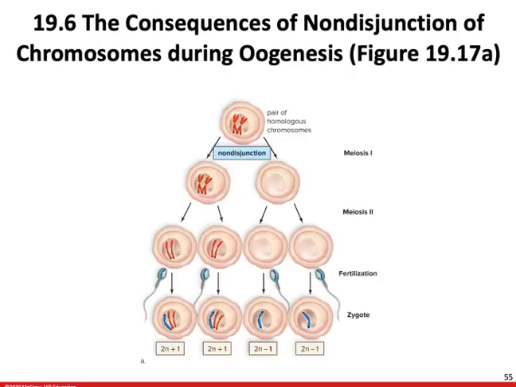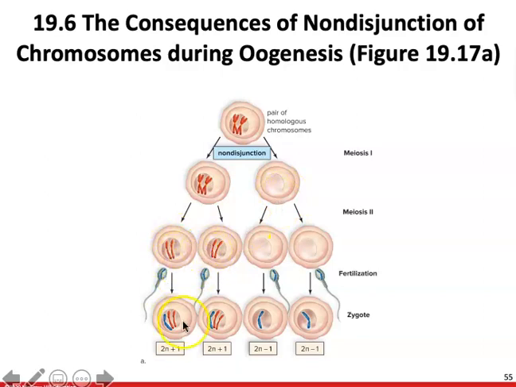Here is how that would occur. If we have nondisjunction in meiosis 1, we have originally one pair of chromosomes. If they fail to separate, we failed our seatbelt check. We didn't make sure that the seatbelt was tightened down properly. Both of those chromosomes are going to end up in one cell, and another cell is going to end up without any chromosomes at all.